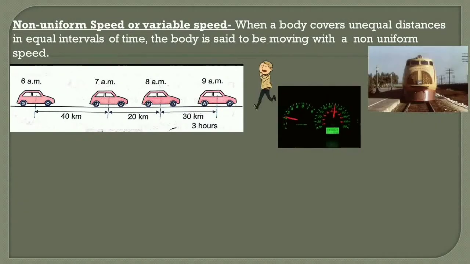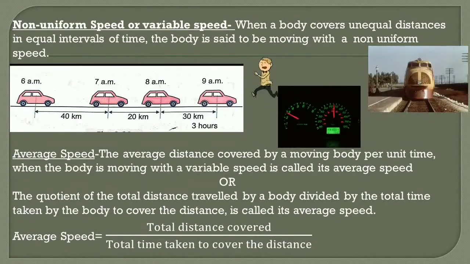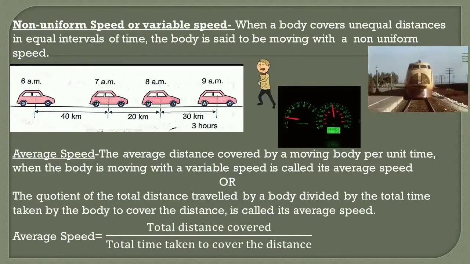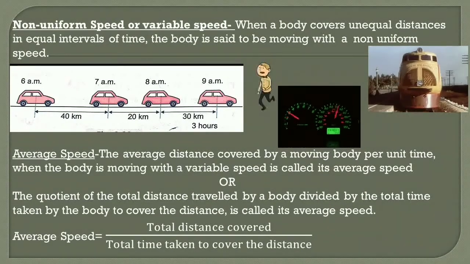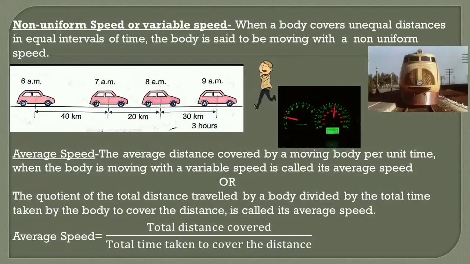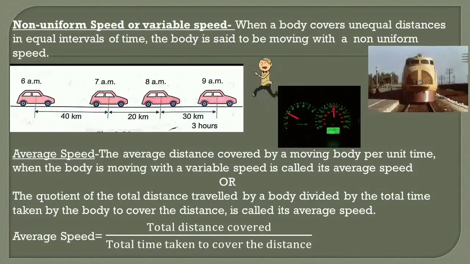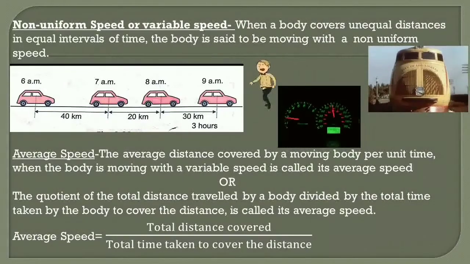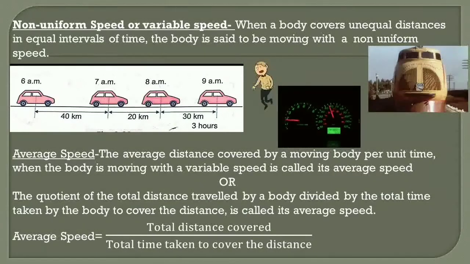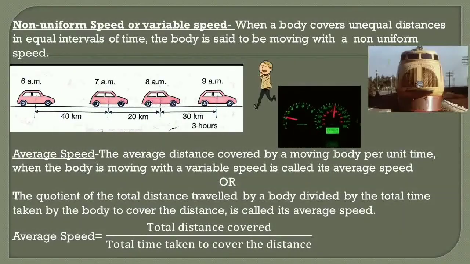Our next speed is the average speed. When a body travels with non-uniform speed, we calculate the instantaneous speed and the average speed of the body to describe its motion. Actually, instantaneous speed is not in our syllabus, so we will see the average speed only. When a body travels with non-uniform speed, the average speed of the body can be obtained by dividing the total distance traveled by the total time taken.